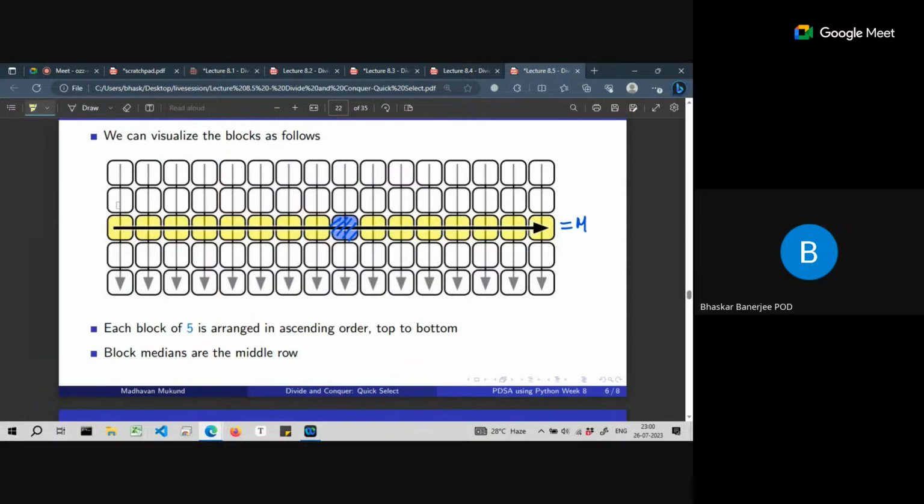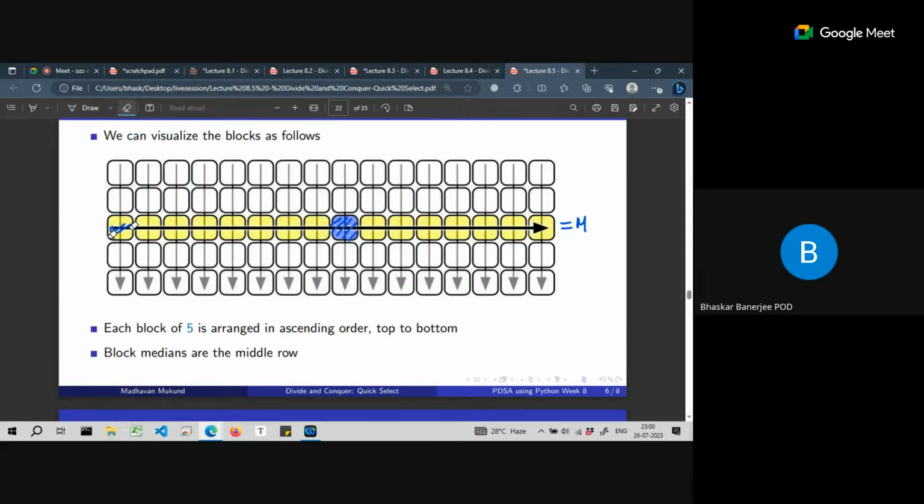Let's say these 2 numbers, okay? These 2 numbers are smaller than the yellow, smaller than this number, right? Because these 2 numbers are above the yellow. So these 2 numbers are smaller than this number. Likewise, these 2 numbers are smaller than this number. These 2 numbers are smaller than this number.